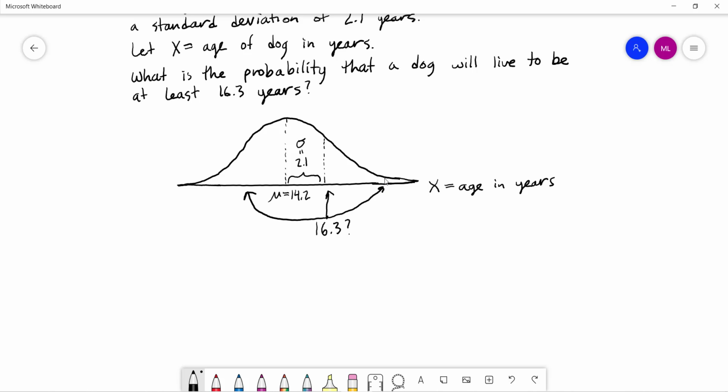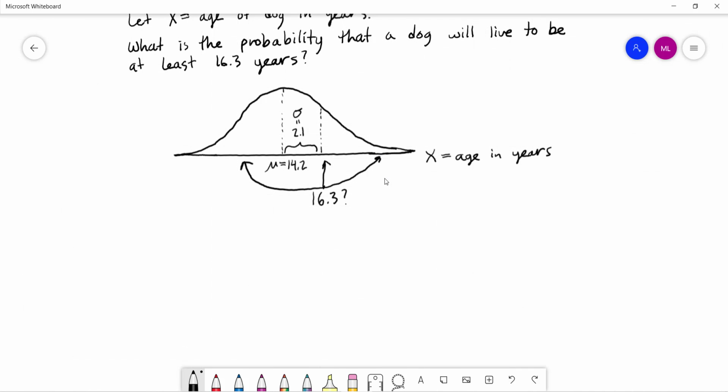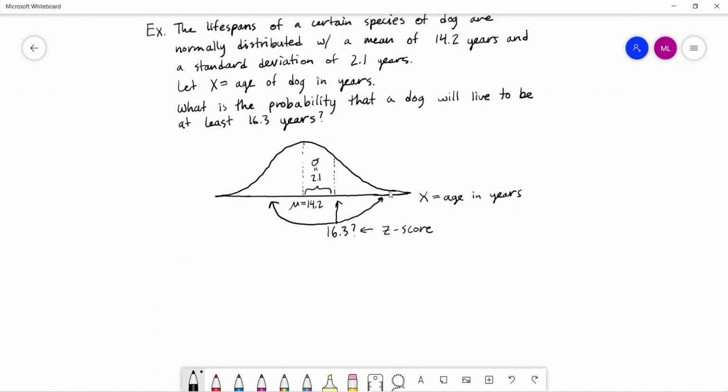We can figure it out by converting to the z-score. The idea is we're going to be finding these probabilities, these areas under these curves, using basically one of two tools. We're going to have either a graphing calculator or Excel, so some sort of technology, or we're going to use a table, and I will show you how to use this table going forward.